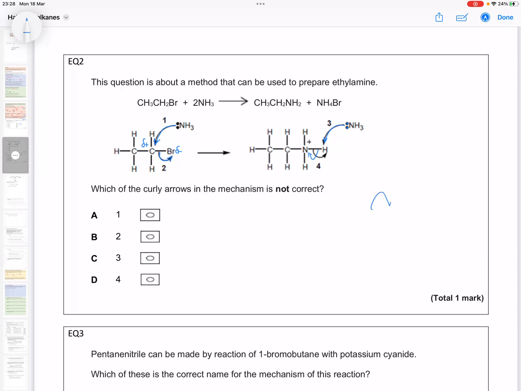Remember, we can never have a situation where two arrows come together like this in a mechanism under most circumstances. We want to be following, the arrows are going to go through the mechanism more or less like this, between lone pair to bond, lone pair to bond, bond onto atom, etc. So the incorrect curly arrow is arrow number 4. That's answer D.